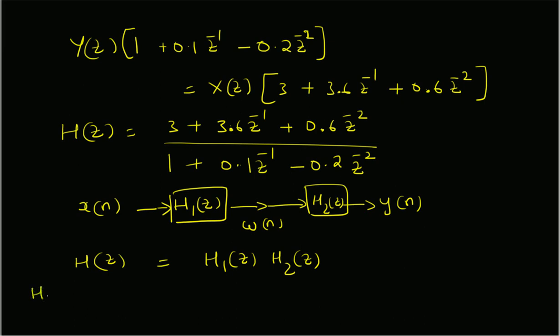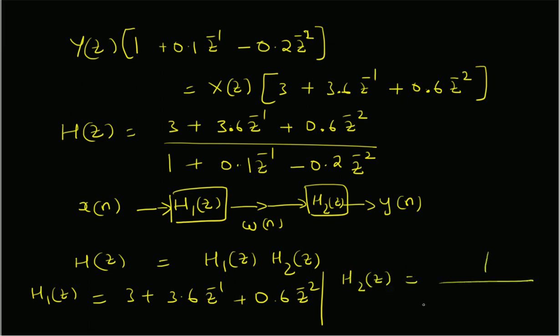Note that H1 of z is the all zero system, that is, H1 of z is basically the numerator, that is 3 plus 3.6 z inverse plus 0.6 z power minus 2, and H2 of z, the second one, is the all pole system, that is 1 by 1 plus 0.1 z power minus 1 minus 0.2 z power minus 2. So that is the second system.